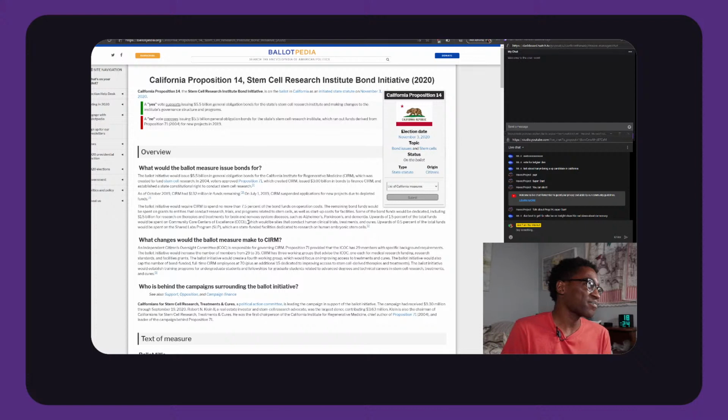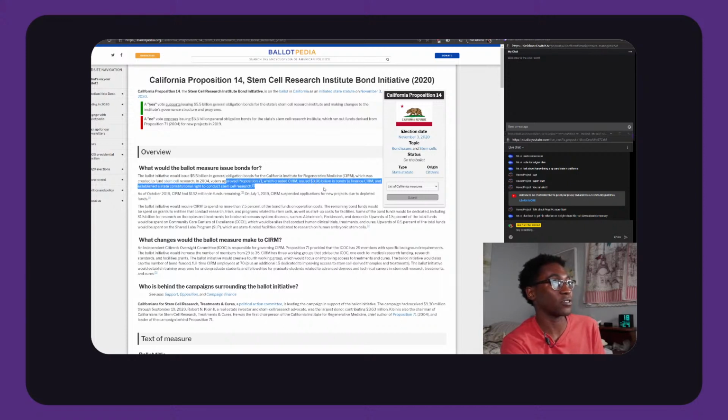This does require a little bit of history, because back in 2004, when the California Institute for Regenerative Medicine was created, voters approved Proposition 71, which created it and issued $3 billion in bonds to fund and finance it. And as of October 2019, CIRM has $132 million in funds remaining, and they're suspending projects because they just don't have the money. Totally fair. We'll have to do that.